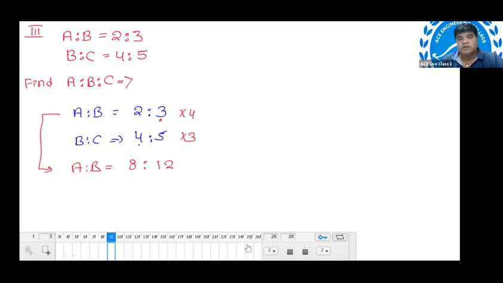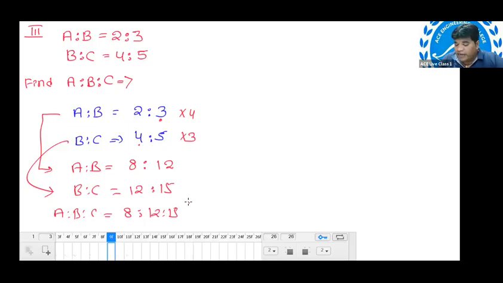So the first equation becomes A is to B is equal to 8 is to 12. Next, B is to C is equal to 12 is to 15. Then what is the common parameter? So A is to B is to C is equal to 8 is to 12 is to 15. Got it, all of you?